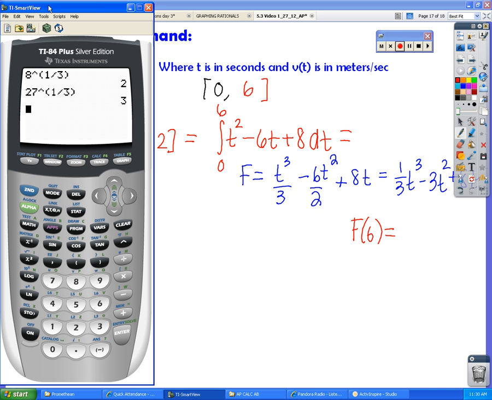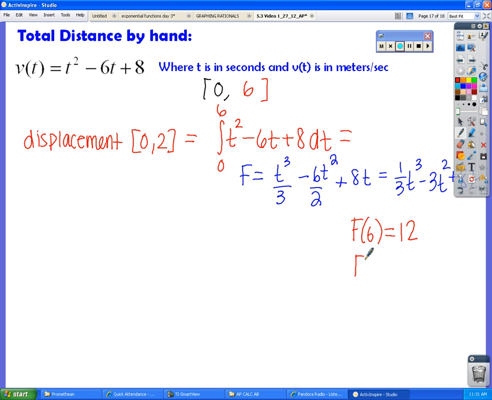So what am I looking at? I'm looking at 6 cubed, which is 216, divided by 3. And then I'm going to subtract 3 times 36, and I'm going to add 8 times 6. And that's just so that I don't make any kinds of mistakes. So f of 6 is 12. F of 0 would be 0.